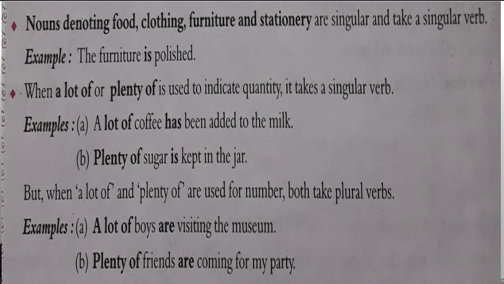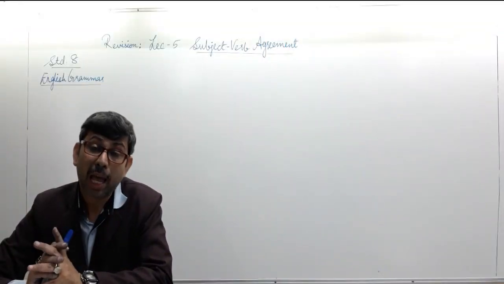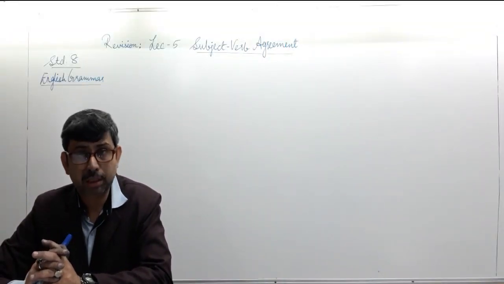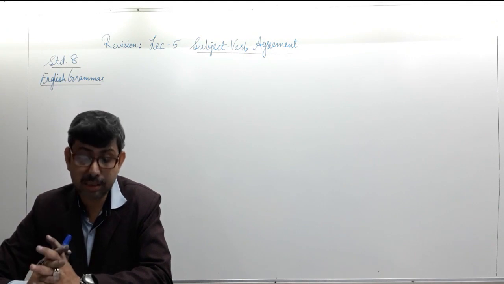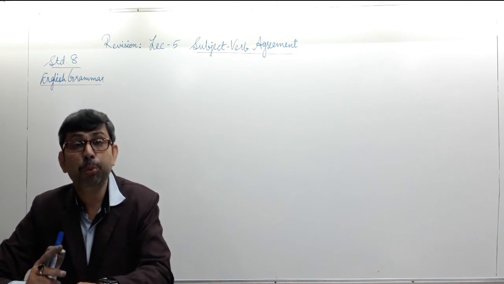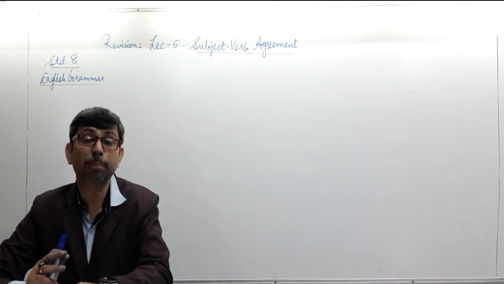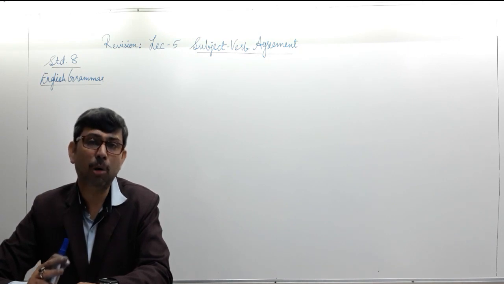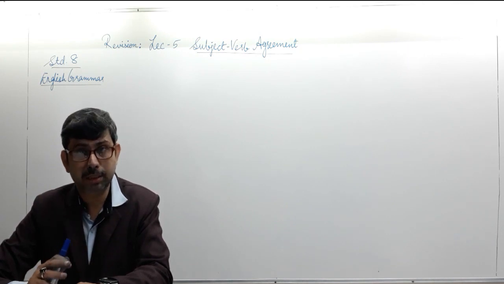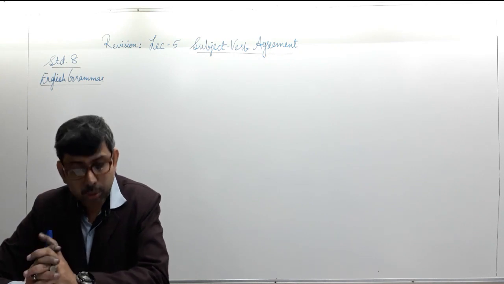Plenty of friends are coming for my party, or you may say plenty of friends have come to my party. So in both these sentences that I just said, we have used a plural verb and not a singular because the noun is a countable noun, it's a countable entity. Well, so this should be now clear to you.